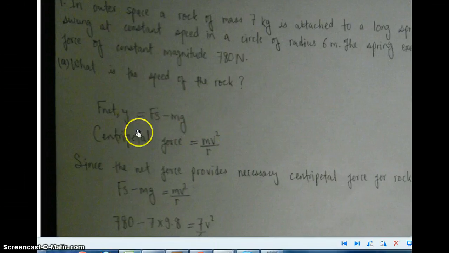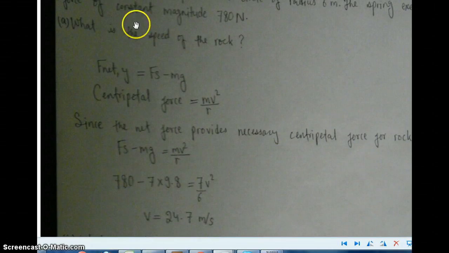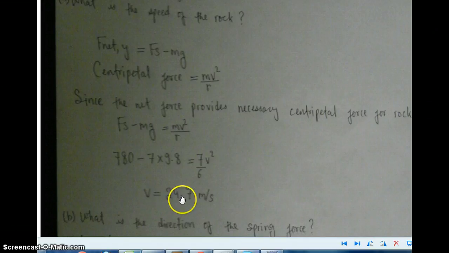F net in the y direction equals spring force minus weight, which is mg, and centripetal force equals mv squared over r. Since the net force provides the necessary centripetal force for the rock to move in a circular motion, net force equals centripetal force, which is spring force minus weight equals mv squared over r. Plugging in the values of spring force 780 Newton and weight and equating it with mv squared over r, we get the velocity, which equals 24.7 meters per second.